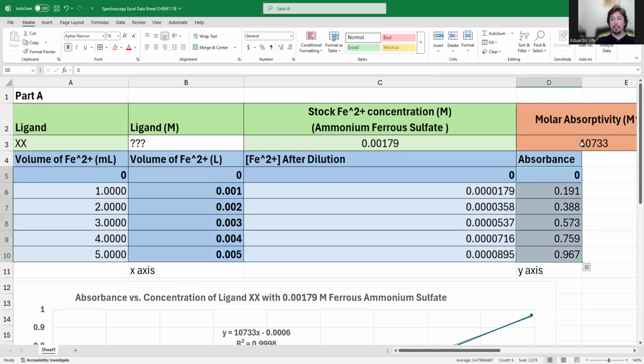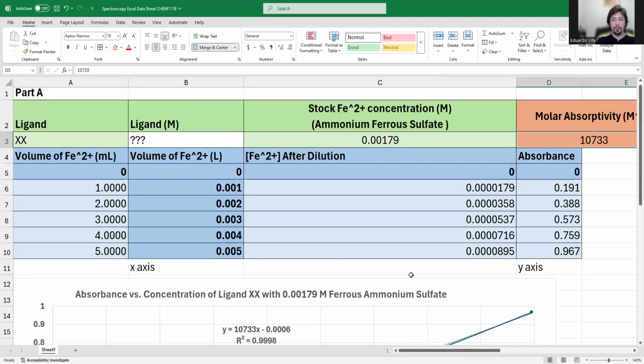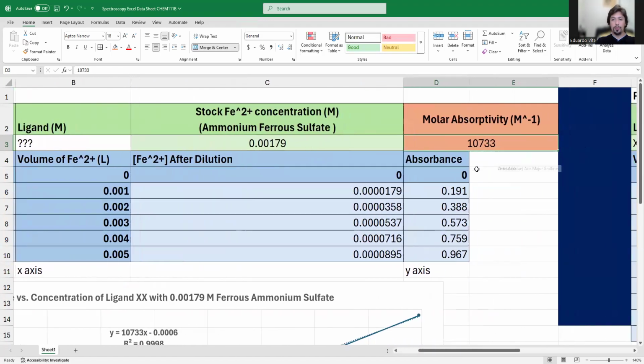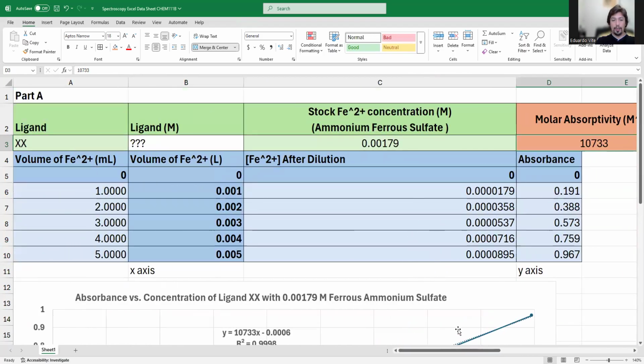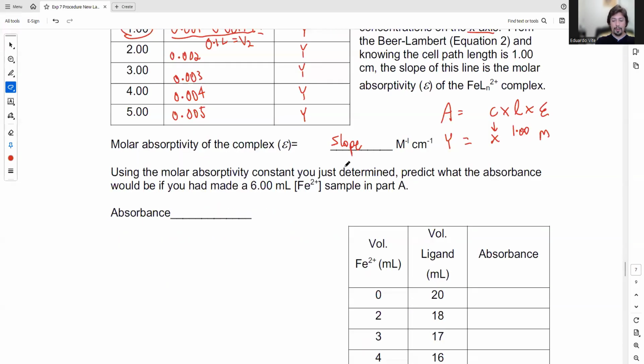And of course, now that we have that slope value from the equation, we can go ahead and put that and report it there. And now that we have this value, if we go back to the worksheet, we can go ahead and write down what that is. So again, I said it was 10,733. And here, it's simply saying, predict what the absorbance would be if you had made 6 mils. So it's the same math that we're doing here. It just goes to 6 mils.